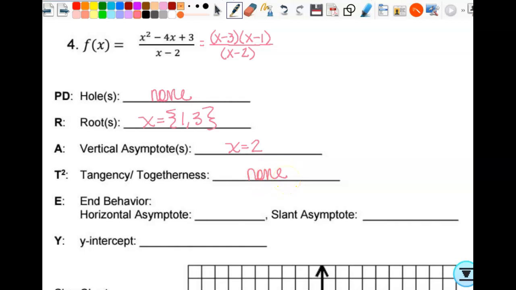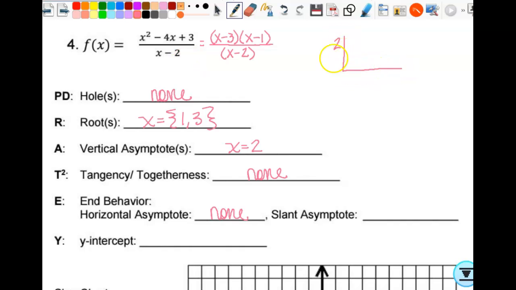Do I have a horizontal asymptote? Is it top heavy, bottom heavy, or tied in degree? It's top heavy, which means this is none. Is it top heavy by just 1? Yes, which means I have a slant asymptote, so I need to divide, and I want to use this form for the division. Can I use synthetic division? Yes. So put a 2 here.